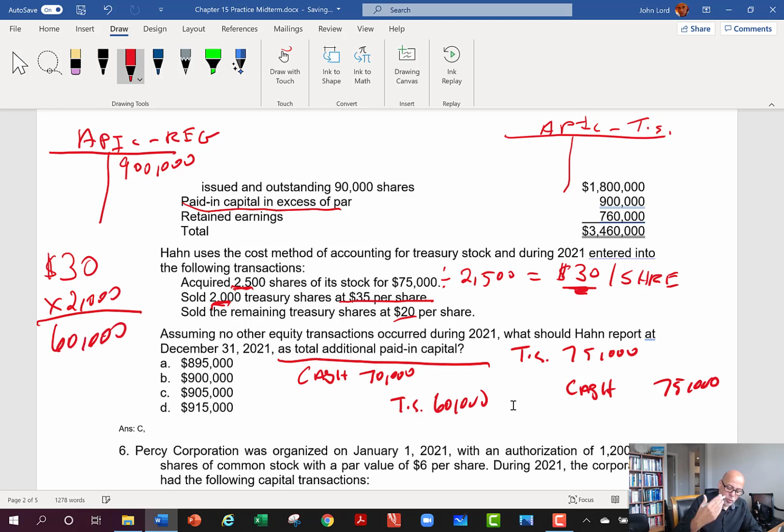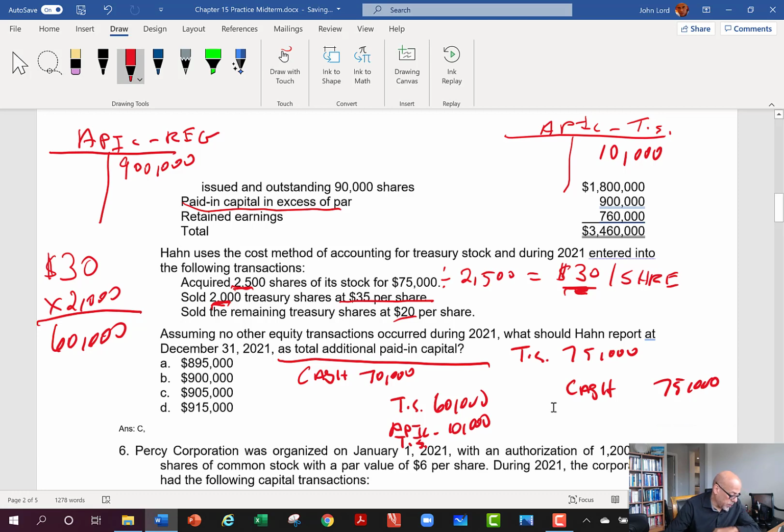And then since I sold them back at more than the original reacquisition price here, that difference goes to APIC. And now it's APIC what? APIC treasury stock, TS. Okay, and so that's going to be $10,000, right? That's the 2,000 shares times the $5 more per share. That's where the 10,000 comes from to make that journal entry balance. And then I go ahead and post that up. I've got 10,000 in APIC treasury stock, all right?